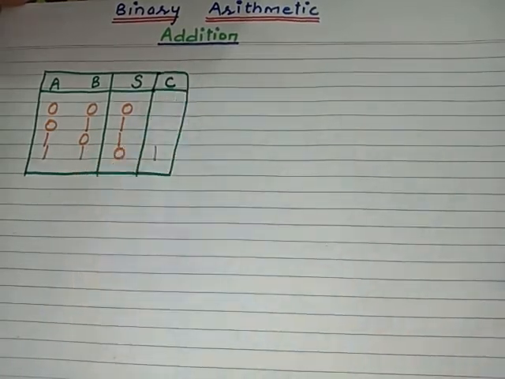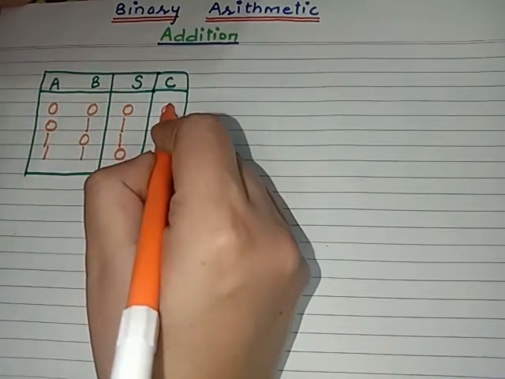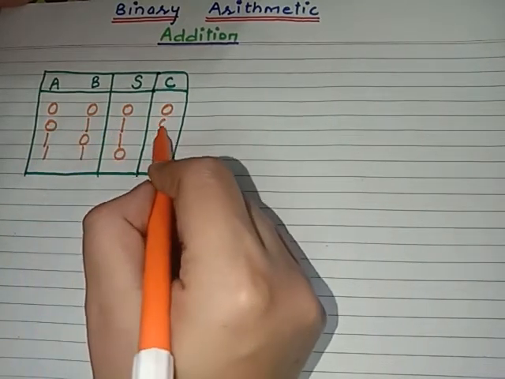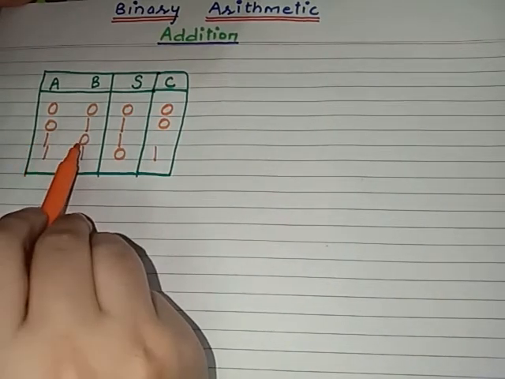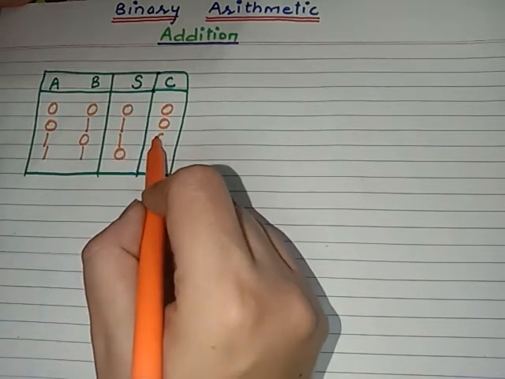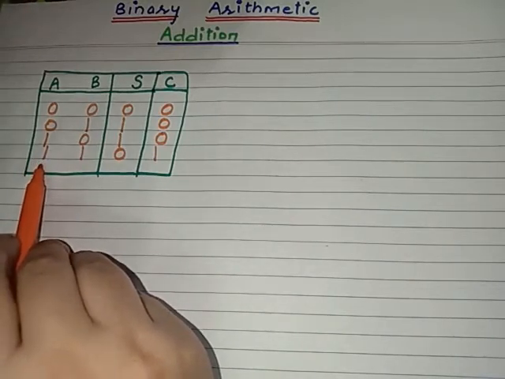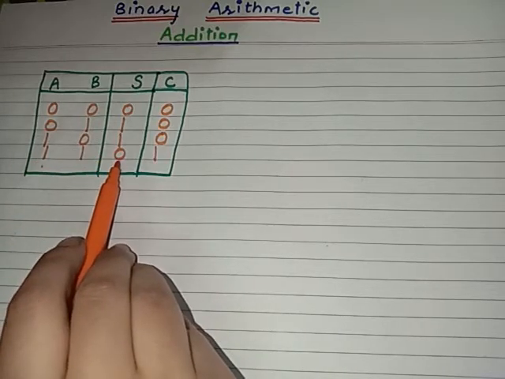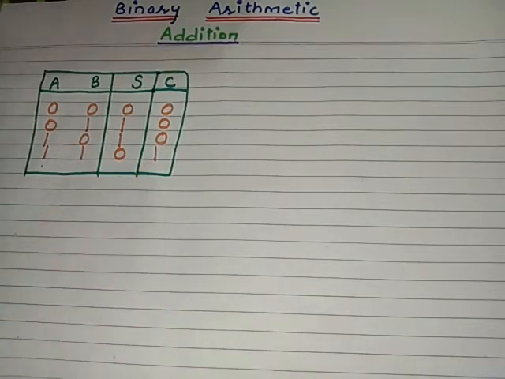That means when we have 0 plus 0, the sum is 0, and there will be no carry. If we have 0 plus 1, the sum is 1 and the carry is 0. If we have 1 plus 0, the sum will be 1 and the carry is 0. And when we add 1 and 1 in the binary number system, 1 plus 1 will be 10, and the sum will be 0 and the 1 will be in the carry.